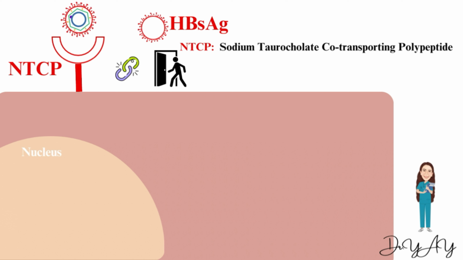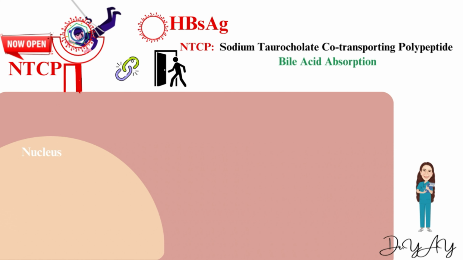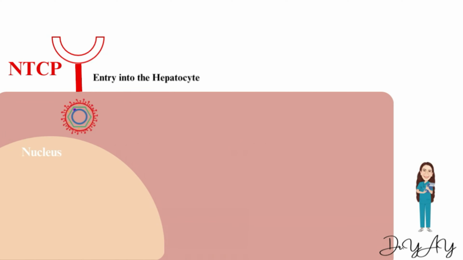This receptor is responsible for bile acid absorption, but in case of the hepatitis B infection, it has another job, which is inviting the virus in. So think of it that the NTCP receptor is the cell gate, and the virus uses the hepatitis B surface antigen part like a key to unlock it. And like a skilled thief, it enters the cell by endocytosis.